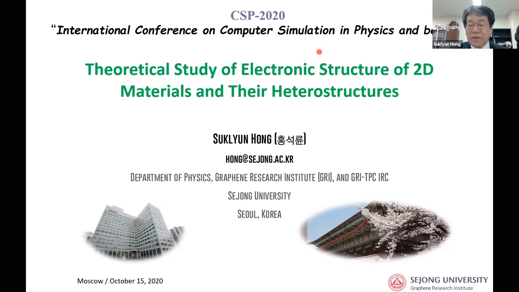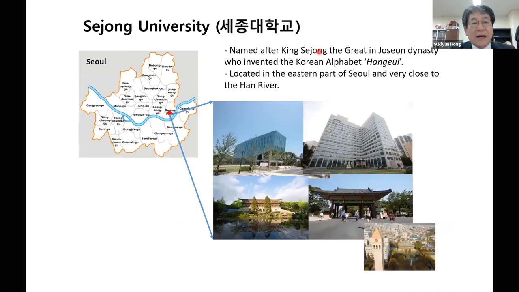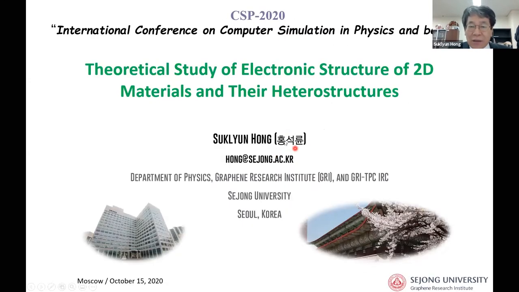Before going further, let me introduce my university, my institute, and my research interests. My university is Sejong University, named after King Sejong the Great of the Joseon Dynasty, who invented the Korean alphabet Hangul. You can see the weird-looking characters here, the five syllables Sejong Daehakgyo, which means Sejong University in Korean. And you can also see similar characters, Hong Sungyun, which means Sungyun Hong in Korean.